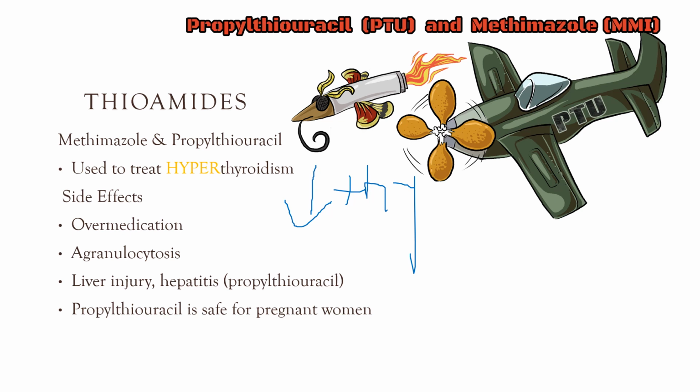You can remember P for pregnant. PTU is the only one that is safe for pregnant women. And liver injury and hepatitis with PTU. We need to remember to monitor for our abdominal pain, dark urine, clay-colored stools, anorexia, abdominal distension, things like that.